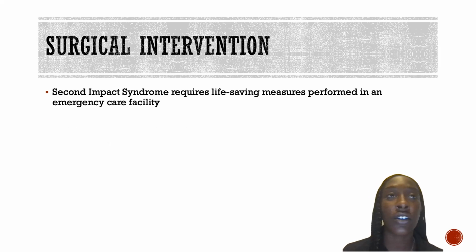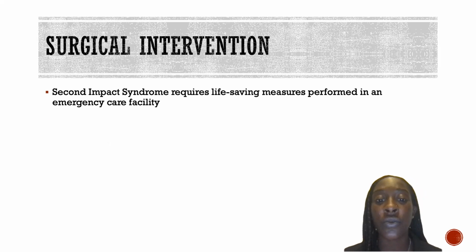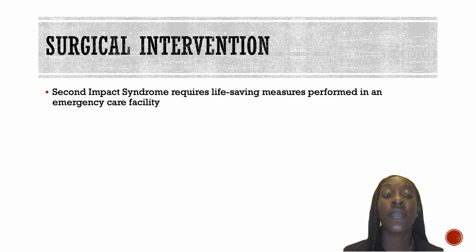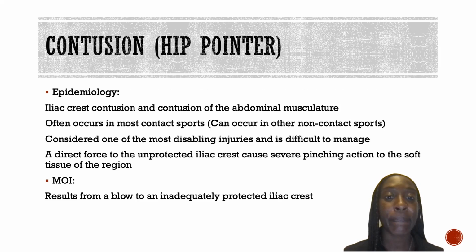Surgical intervention. As I mentioned, second impact syndrome requires life-saving measures that have to be performed in an emergency facility. So we need to take the time to be mindful, recognize these, and truly treat them so that we can avoid anything surgical in that matter.